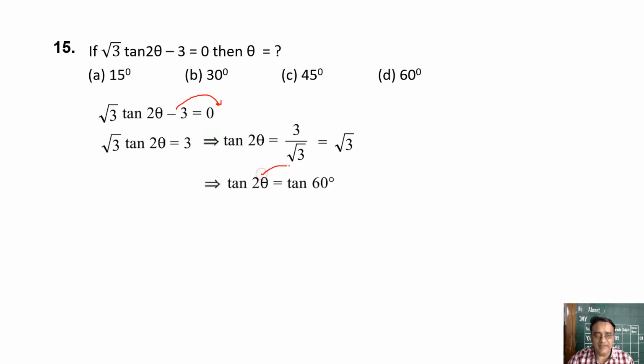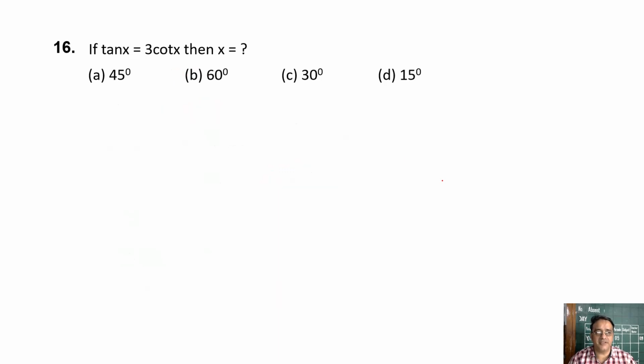Now we will compare the angles. So we'll get 2 theta is equal to 60 degree. So what is the value of theta? 30 degree, right. So the correct option is Option B, right. So now we are moving towards question number 16.